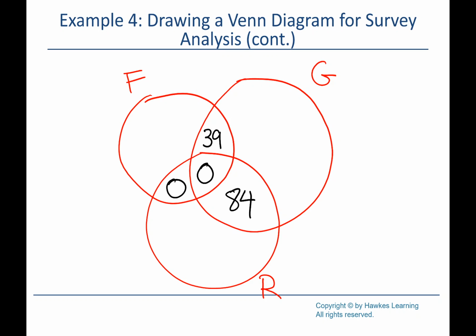Okay. And once we get those pieces finished, we want to look for just totals. We want to say a total of how many took French, a total of how many took German, or a total of how many took Russian. Those are the easiest ones to do there.